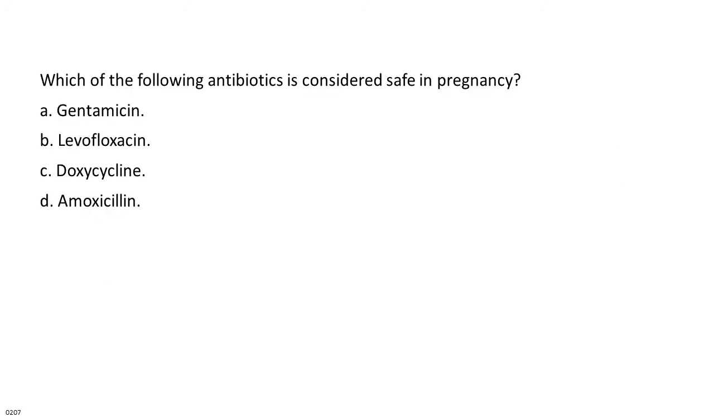Which of the following antibiotics is considered safe in pregnancy? A. Gentamicin. B. Levofloxacin. C. Doxycycline. D. Amoxicillin.